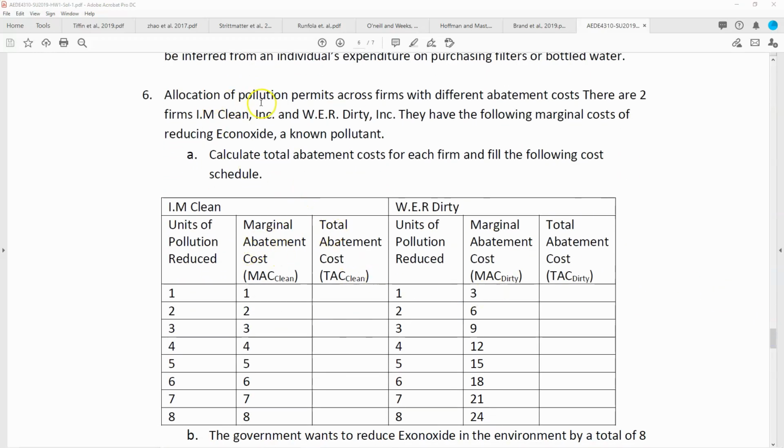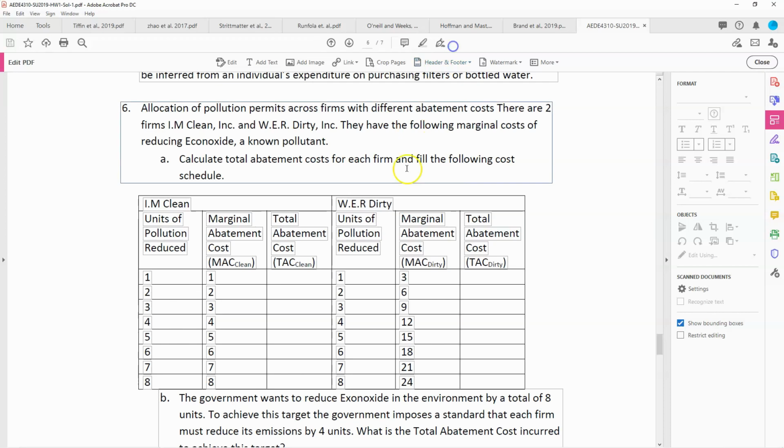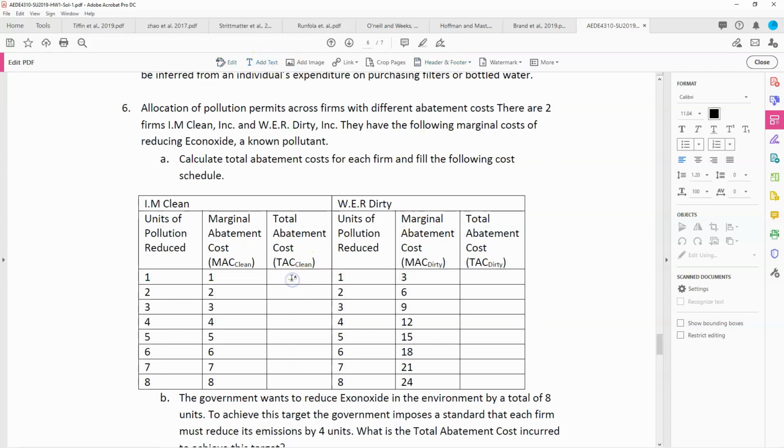And question 6 is about pollution permits. First, we need to calculate the total abatement costs for each firm and fill out this table. There are 2 firms, and the pollution units and the marginal abatement costs for each unit are given under each firm. So let's start with the clean firm first. When there is 1 unit of pollution, the marginal abatement cost is 1, and that means the abatement cost for this 1 unit of pollution is equal to 1. Then our total abatement cost for 1 unit of pollution would also be 1.